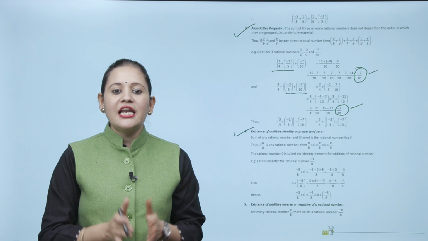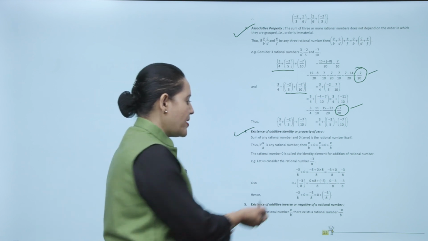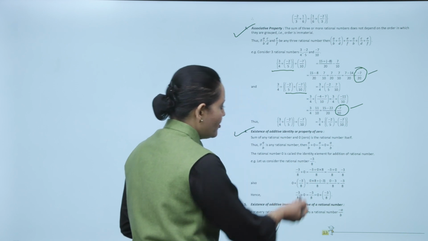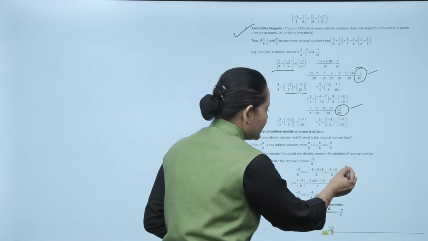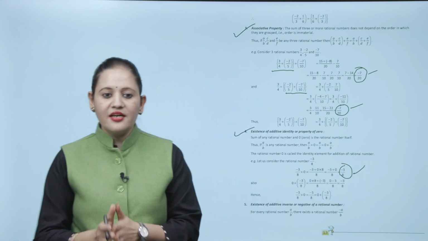For example, let us consider the rational number -3/8. So -3/8 plus 0 will give you -3/8. Same rational number. Clear?